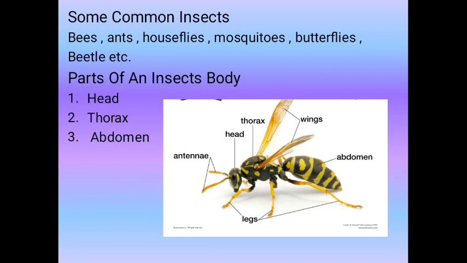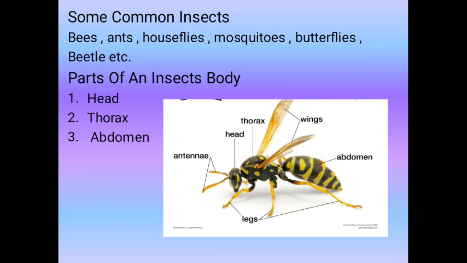An insect has 3 body parts: head, thorax, abdomen. Head: an insect has 2 feelers called antennae on its head. The antennae help it to smell and feel. 2 large eyes and mouth parts are also present on the head.